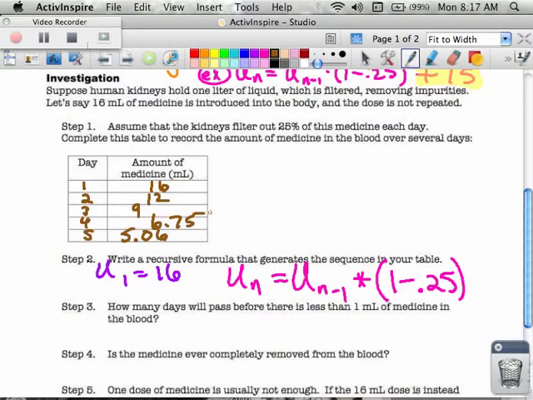Not yet. That's why I said 1 time. See? Not added. The dose is not repeated. Not yet.